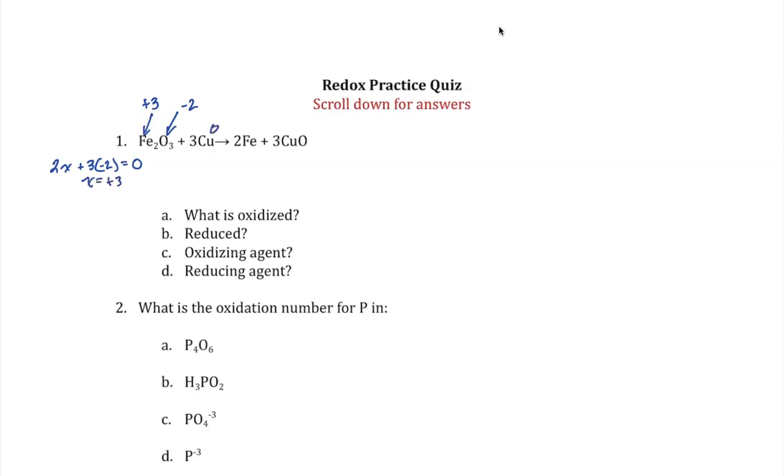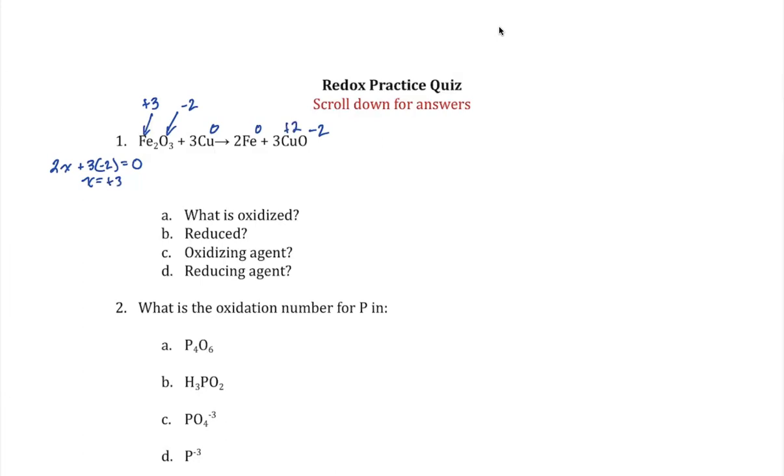The copper is alone and nothing is written on it. It's 0. The iron is alone and nothing is written on it. Within copper oxide, the oxygen's a -2. And then for the positive and negative to be balanced when they're put together, the copper must be a +2.